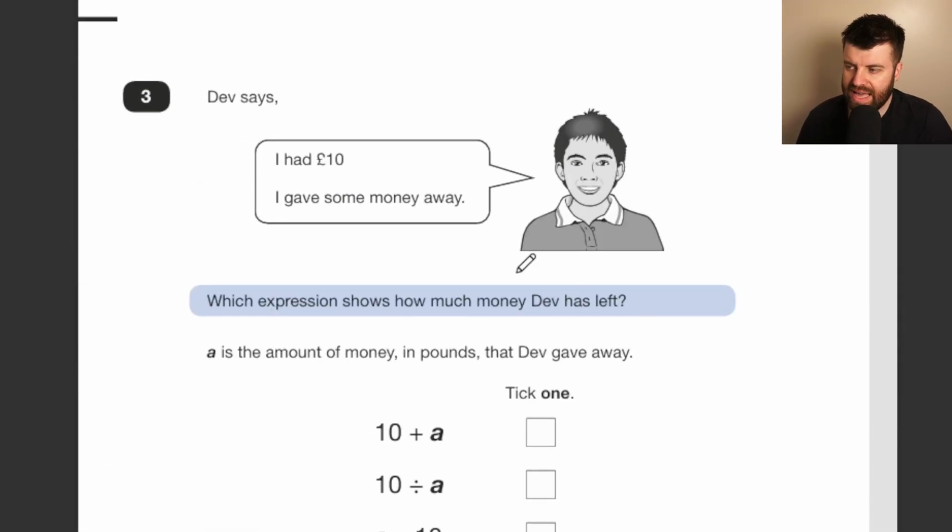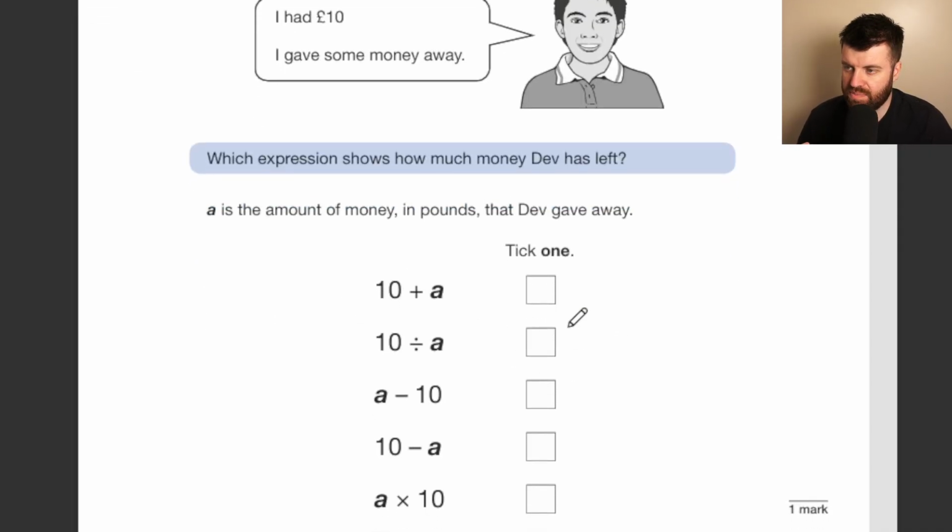Next up, Dev. I had £10. I gave some money away. Quite simple. Which expression shows how much money Dev is left with? This is algebra. We're going to put something someone has said into an algebraic equation. A is the amount of money in pounds that Dev gave away. So we started with 10. And he gave money away. And what we have to do here is understand, well, what is the action of giving money away if I was to write it as an operation, addition, subtraction, division, etc. But we're not adding on the amount of money he gave away. How can you give money away and end up with more money yourself? That doesn't make any sense. 10 divided by A. Again, A is how much money he gave away, not who he shared his money with. It's not division, so it can't be this one.